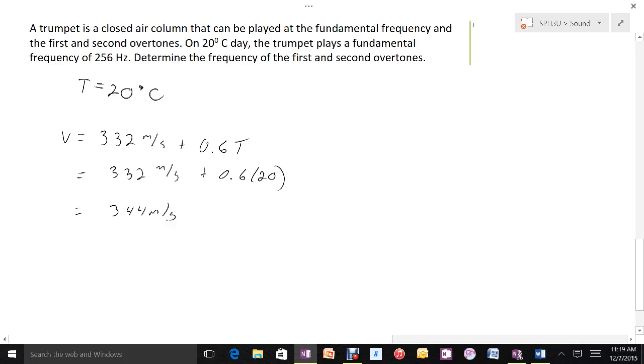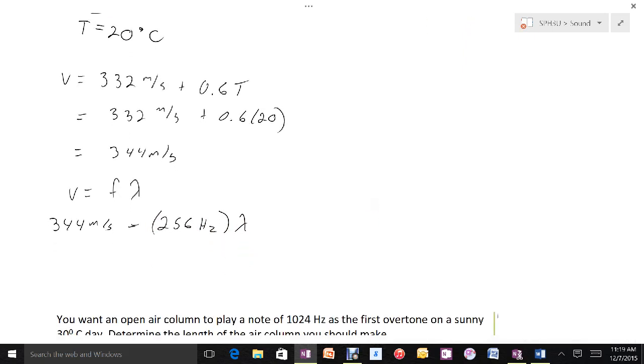With that in hand, I can use the universal wave equation to figure out what wavelength would have been required for my 256 hertz sound. 344 equals 256 lambda, dividing both sides by 256. I got 1.34, the wavelength of 1.34 meters.